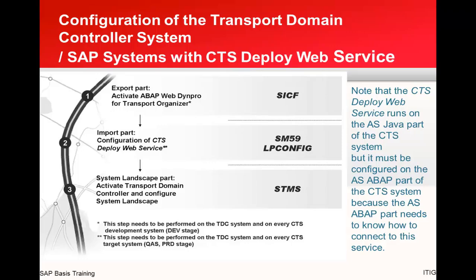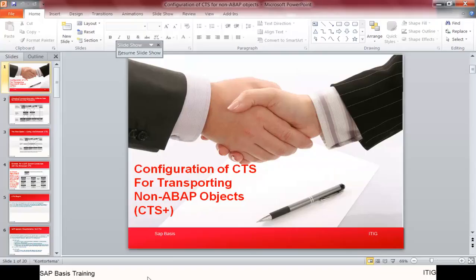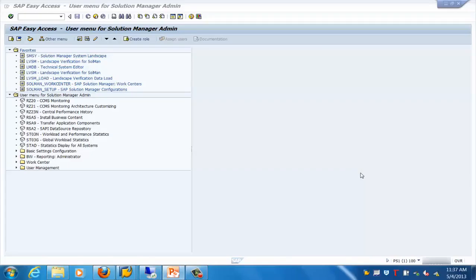So as step 1, what is required is SICF, that is, export part: activate ABAP WebDynpro for Transport Organizer. That is the first step. So what is that service? Let's go to the system to see that particular service.